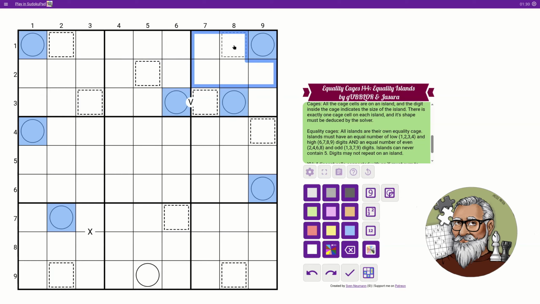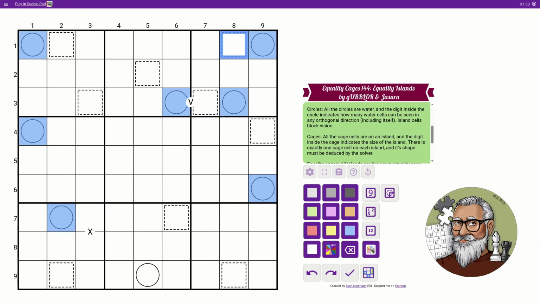Islands are an equality cage. So once we figure out where the island is, okay, that makes sense. And digits may not repeat on an island. Okay, so far so good. But the size of the island can repeat, right? And the digits, I think that's the size. There's exactly one cage cell and its shape must be deduced. Yeah. Okay, no, right. That's correct then. There are 9. And maybe I have to use this then.